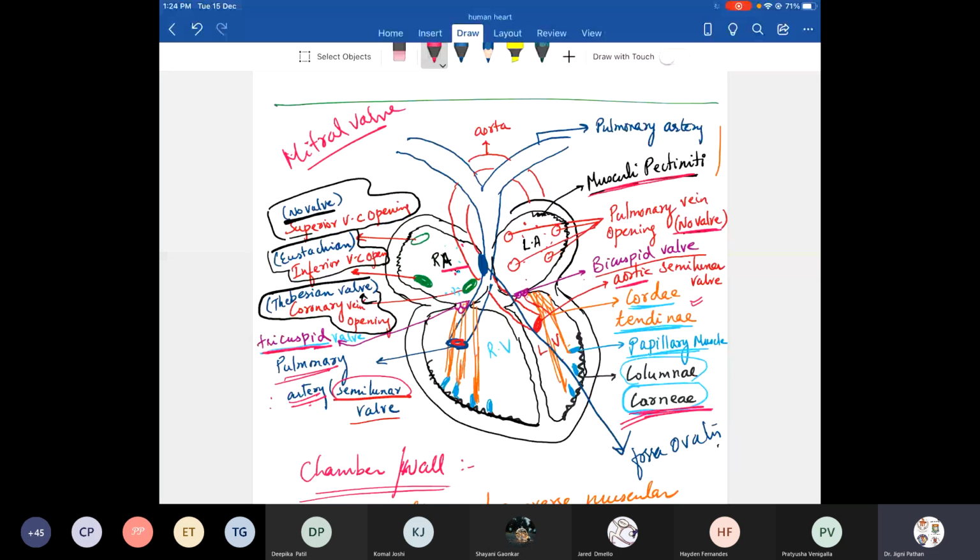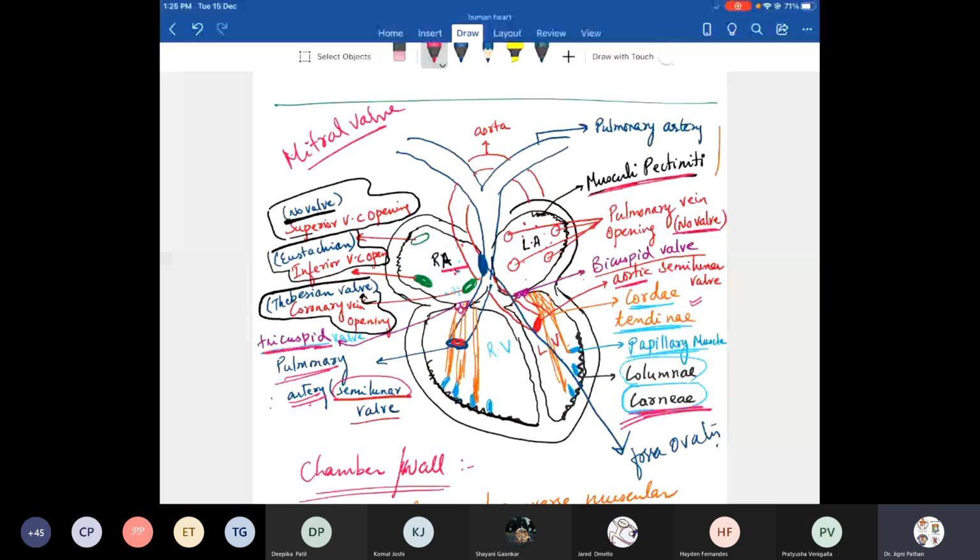Next, in the interauricular septum, between the two auricles, there is a septum. It's not shown in the diagram, but it is present. It is dividing the right auricle from the left auricle. There is a foramen, and that foramen is filled with a ligament called the fossa ovalis. I'll explain about the fossa ovalis in the next class.